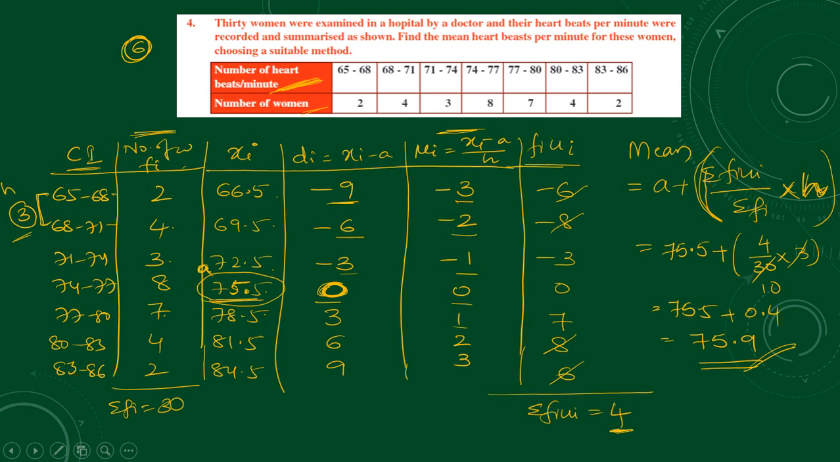Have you understood how simple it is? In the shortcut method, the values will become smaller and smaller.